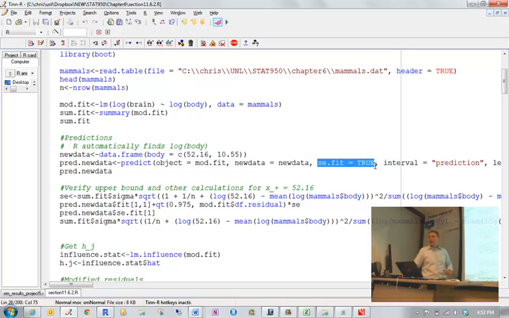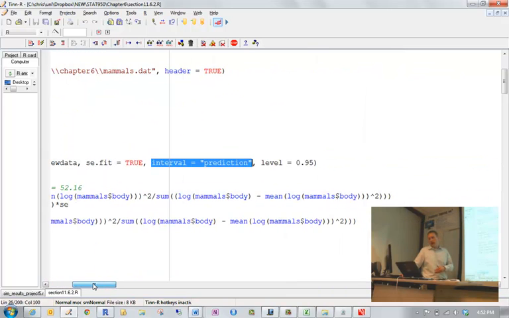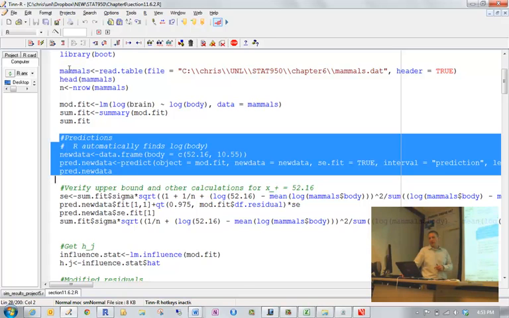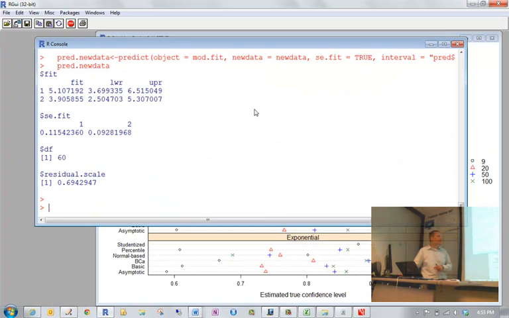se.fit equal true. This is going to print a particular standard error. You have to be careful about what the exact standard error is, though. Interval equal prediction. If you had a confidence interval, you put confidence. Make sure you're familiar with how to do that. Level equal 0.95, a 95% interval. So I'm going to put all the results into something called pred.newData, and this is what I get.